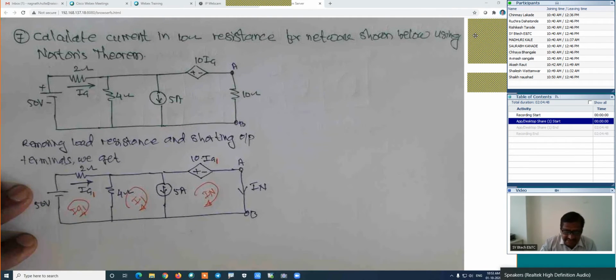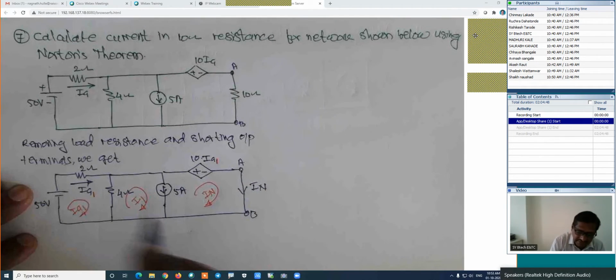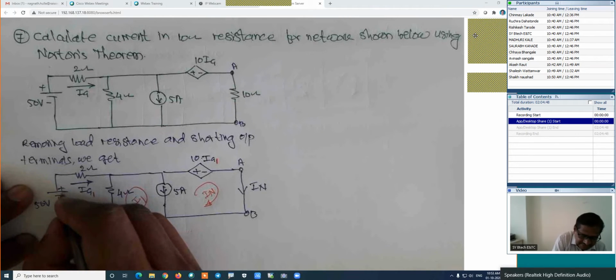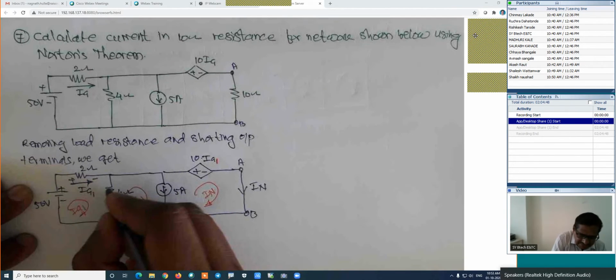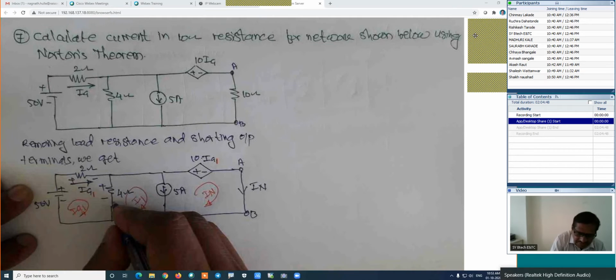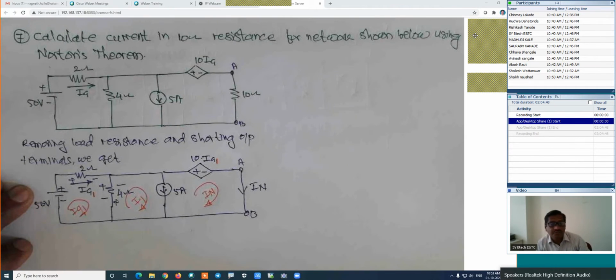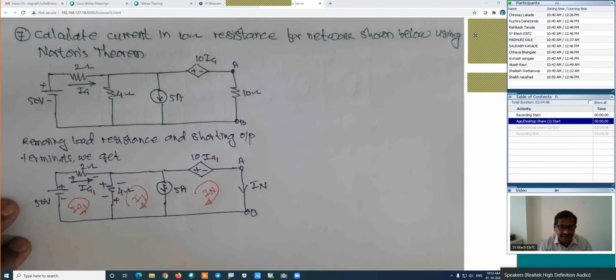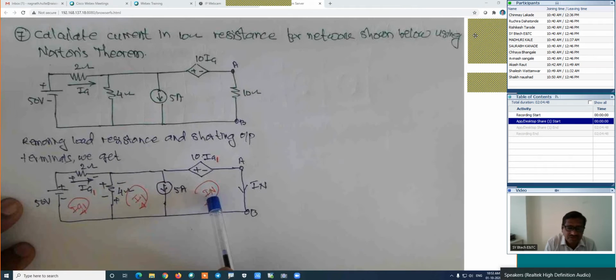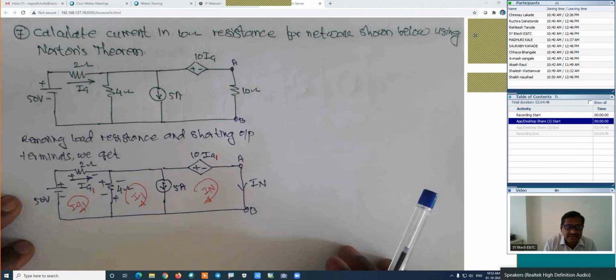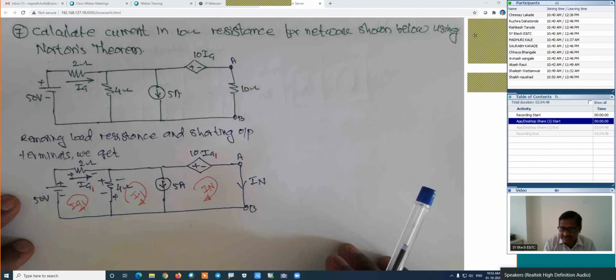Now, if we have marked the currents, then mark the polarity. This will be plus minus, this is plus and minus, here it is plus and minus. Similarly, this will be plus minus and this is downward, then already its terminals are marked. Now we can find out its equations. We are interested in how many equations? 1, 2, 3, and we are interested in the calculation of its current, which is IN, the Norton's current.